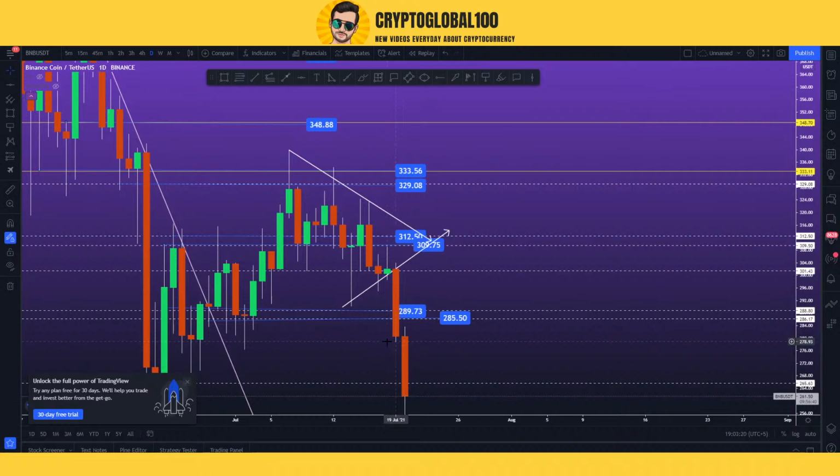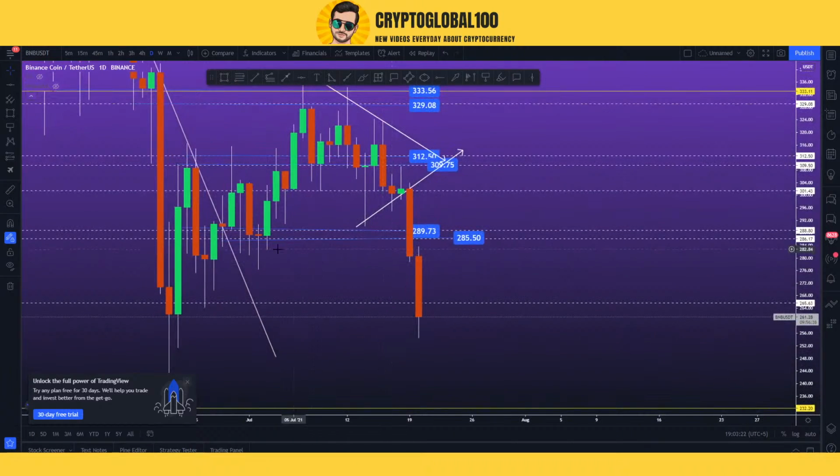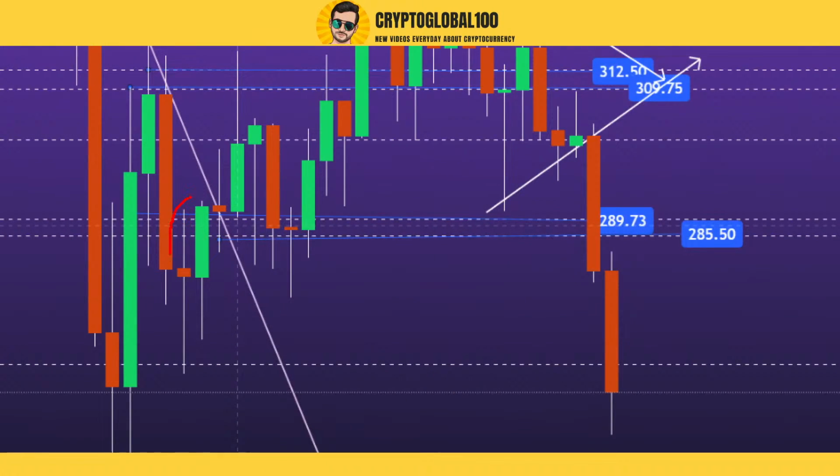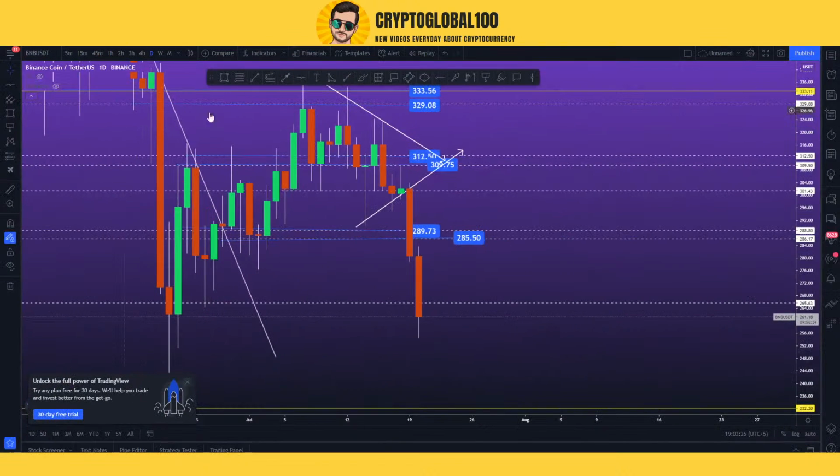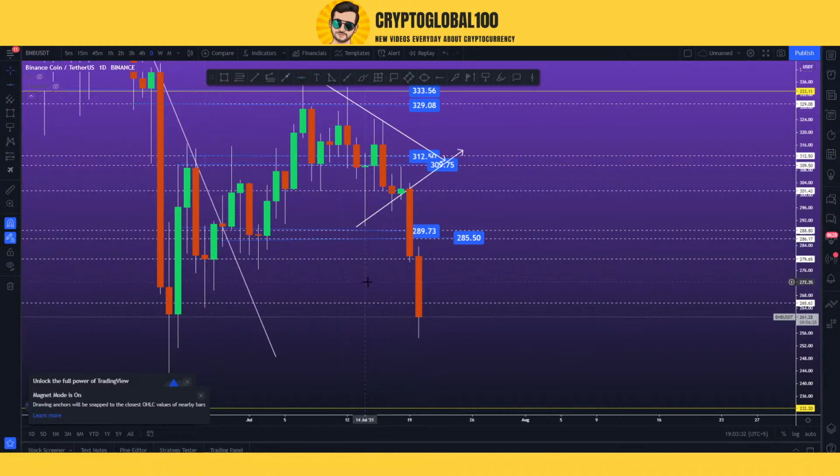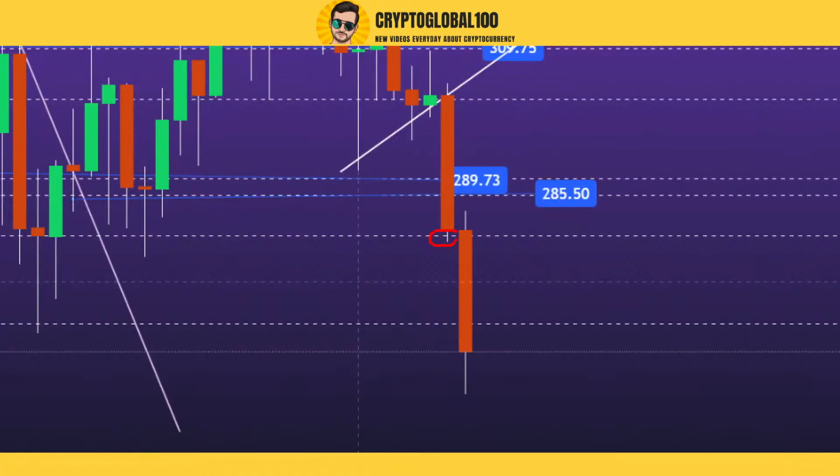Now why at this level? Let me tell you why. If you take a look at this swing low candle, we have this as the body of the candle here. This is the demand zone as well. Now just take a look here, the price came down to this level.